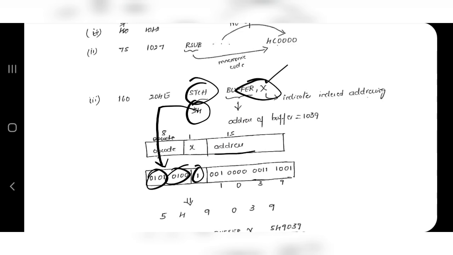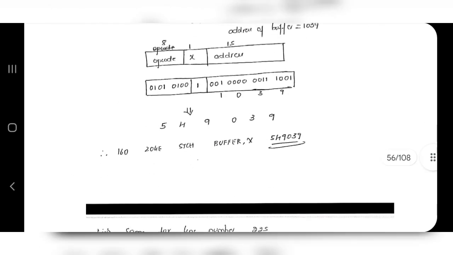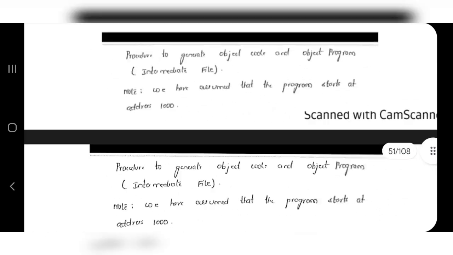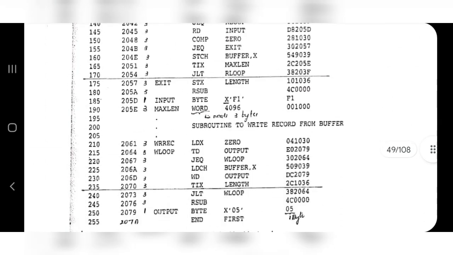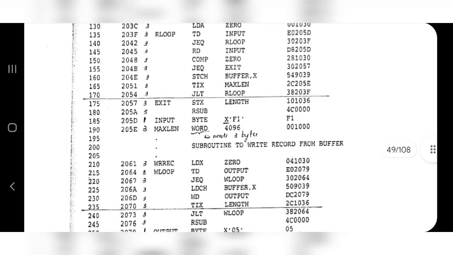After that, for the address of buffer, find it in the labels column, see what address is present, and write that address here. Take 4 bits at a time, make groups, and write the answer here. That's your final answer for object code: 549039. Right, 549039. That's what is written beside line number 160, I guess.